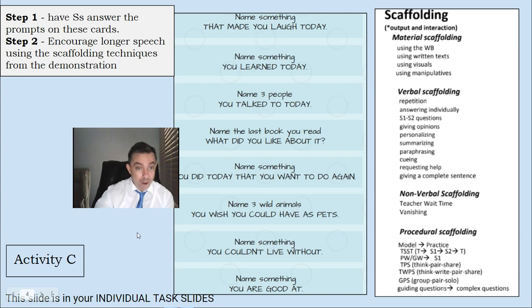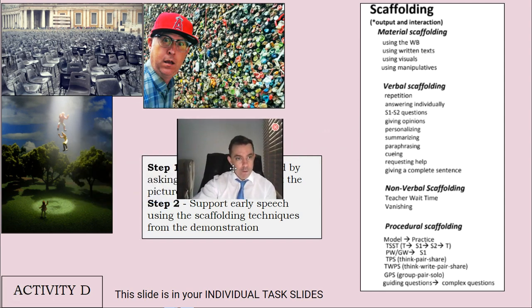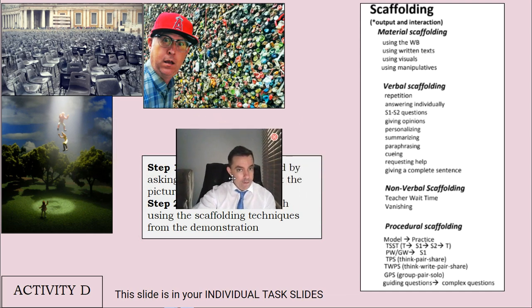TPS can always get you better output because you're giving them thinking time, or just thinking time by itself. So you can use any of these techniques to get students talking more. This one, activity D, is just based on pictures. Just interesting pictures you can get them talking about. This one here, by the way, is a wall of gum, chewed gum.